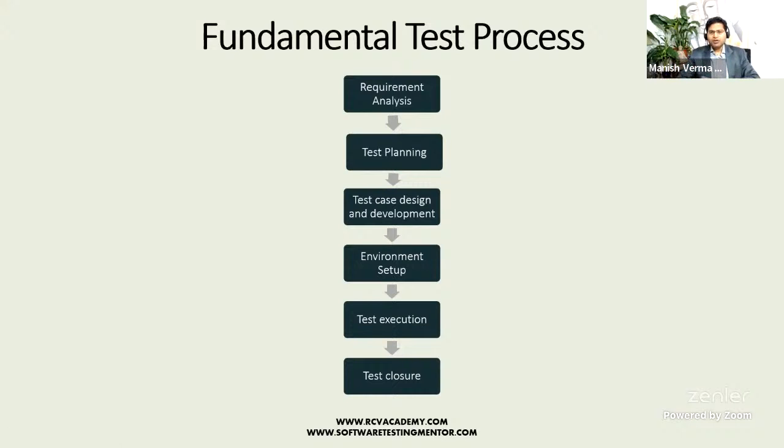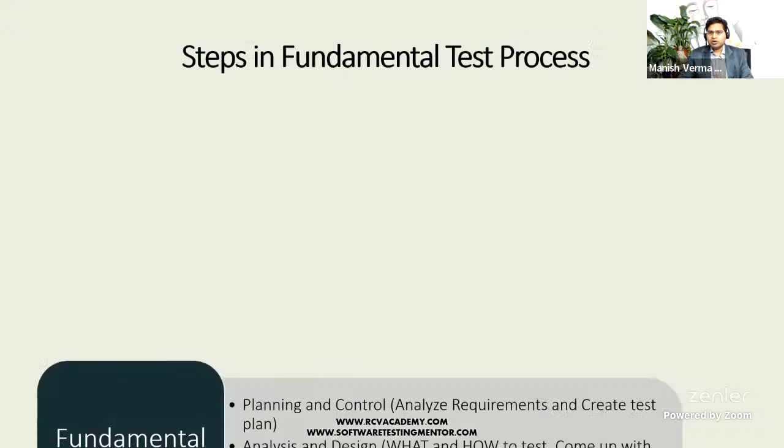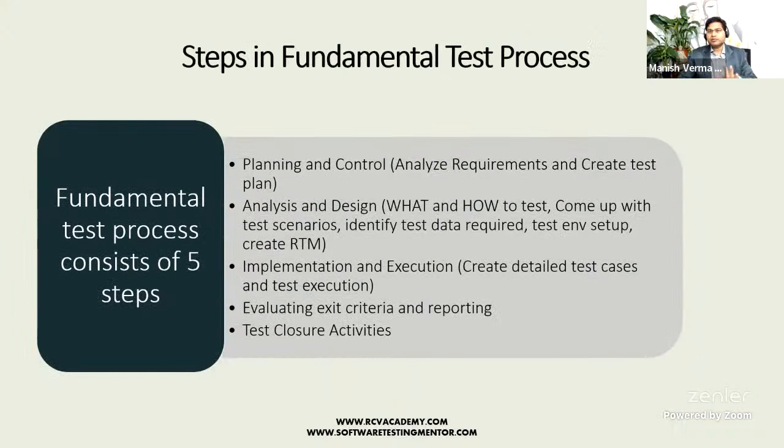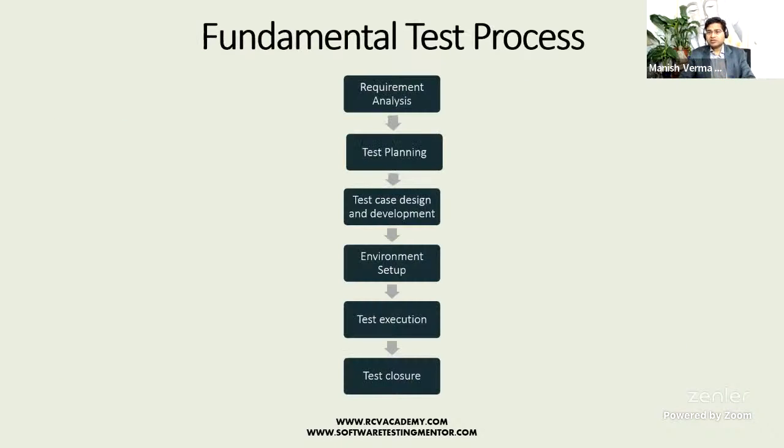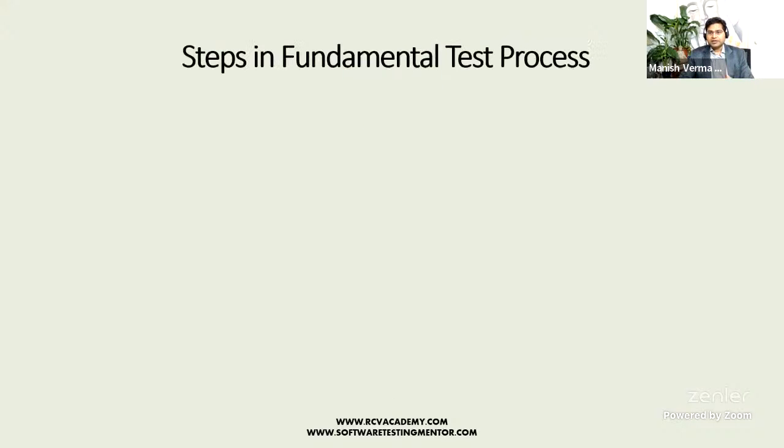Now, if we try to correlate this fundamental test process in broad steps, right? So the fundamental test process broadly consists of only 5 steps. Okay, so the first one, as we saw, is planning and control, wherein analyzing requirements and creating a test plan. Okay, so which is this one? So requirement analysis and planning. Okay, so that's the first one, wherein analyzing the requirement and then planning.